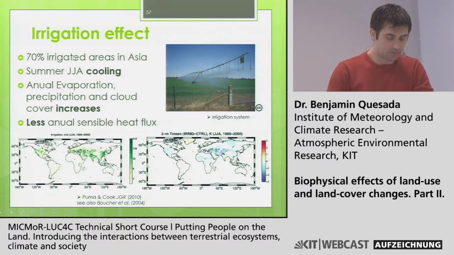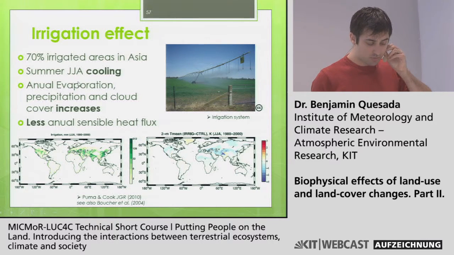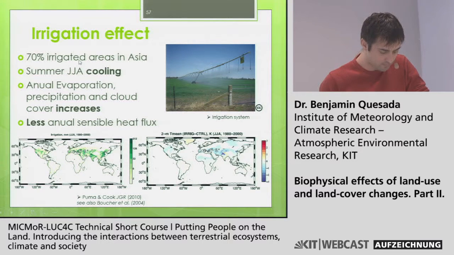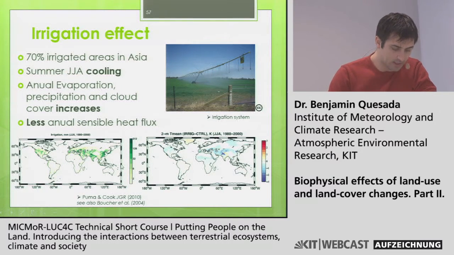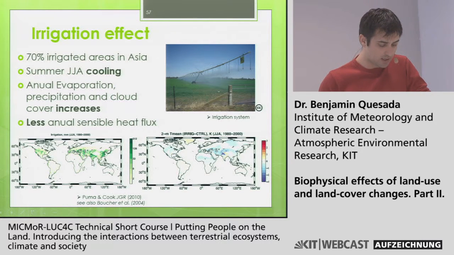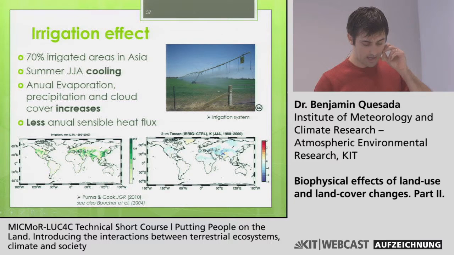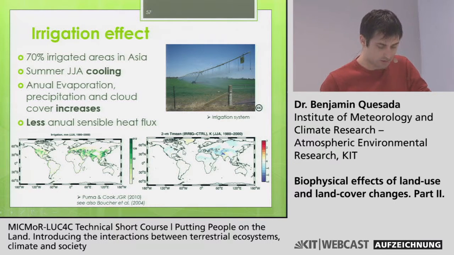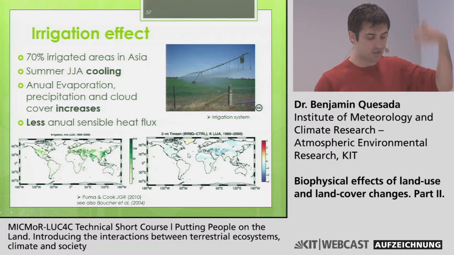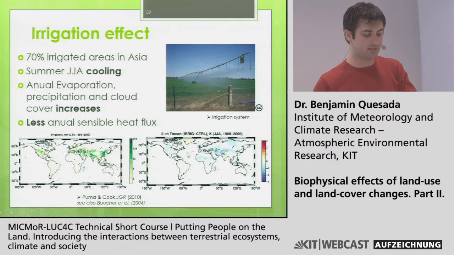Irrigation effects. Irrigation drastically increased in the past century, especially in Asia, where you concentrate 70% of irrigated areas in the world. So Puma and Cook in JGR 2010 tested the impact of irrigation at global scale on the surface temperature. Here it's only for summer, and we see that we have a summer cooling due to the fact that with irrigation you provide more water to the soil, you have more evaporation, precipitation and cloud cover increase, and in general you have less sensible heat flux that warms the surface. So you have this cooling effect.